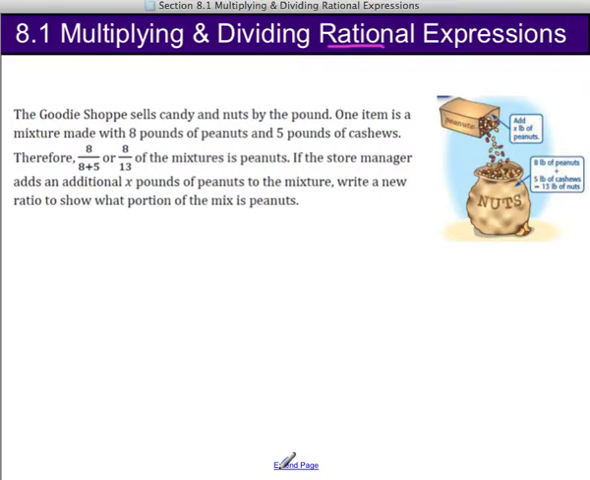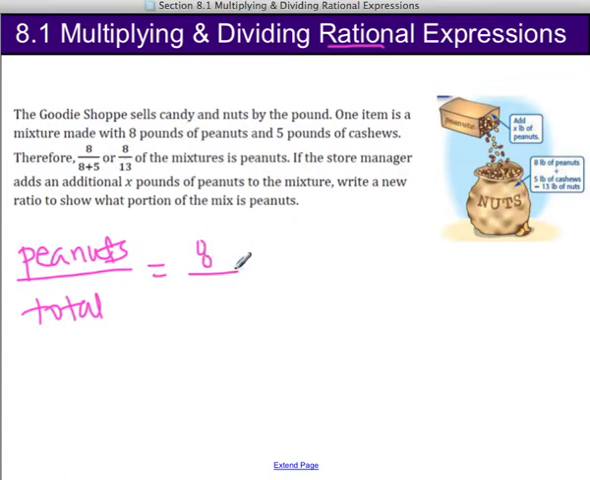The goodie shop sells candy and nuts by the pound. One item is a mixture made with 8 pounds of peanuts and 5 pounds of cashews. Therefore it says that 8/13 of the mixture is peanuts. So the reason they come up with this is because we have peanuts over the total amount. So for them there's 8 pounds of peanuts, and then the total amount is 8 pounds of peanuts plus 5 pounds of cashews. 8 plus 5 is 13.